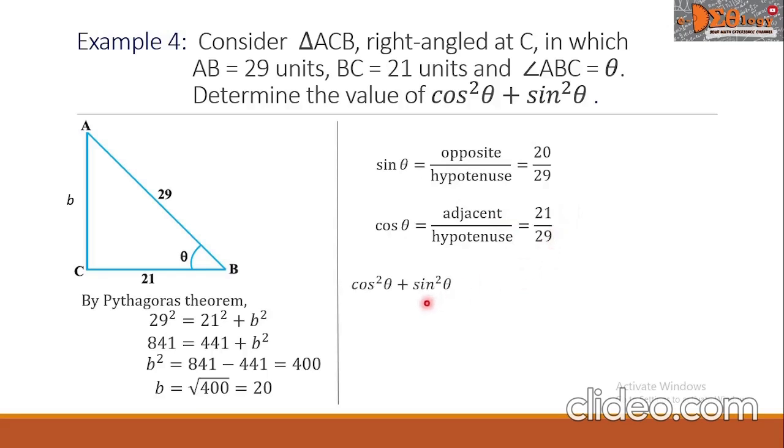Now let us evaluate cosine squared theta plus sine squared theta. When we substitute the values, we have 21 over 29, that is squared, plus 20 over 29, which is squared. When we simplify the squares, we have 441 over 841 plus 400 over 841. When we add these like fractions, we have 841 over 841, which is equal to 1. This is the final answer.